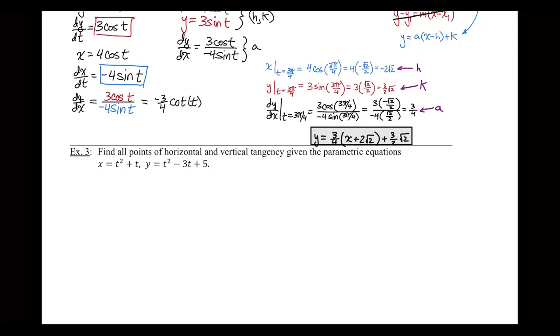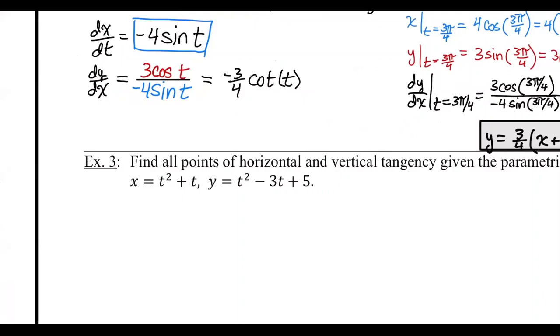Number 3, find all horizontal and vertical points of tangency given the parametrics. All right, so vertical tangents, horizontal tangents. It's all about where the slope is equal to 0 or where the slope is undefined. All right, so let's get into the act of finding the derivative.